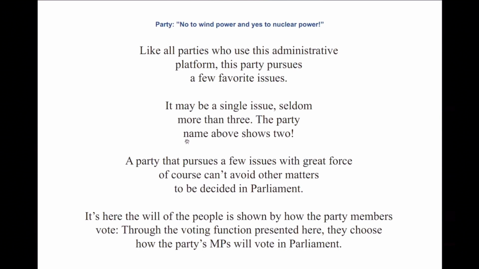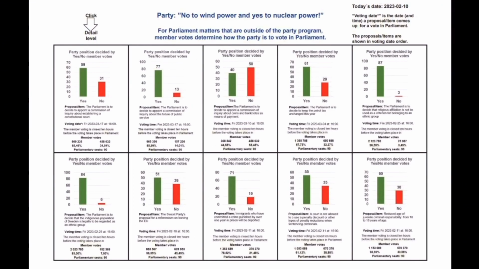A party that pursues a few issues with great force, of course, can't avoid other matters to be decided in Parliament. And it's here the will of the people is shown by how many party members vote. Through the voting function presented here, they choose how the party MPs will vote in Parliament. And this is picture 8, and it shows that the party now is in Parliament and has 90 seats.